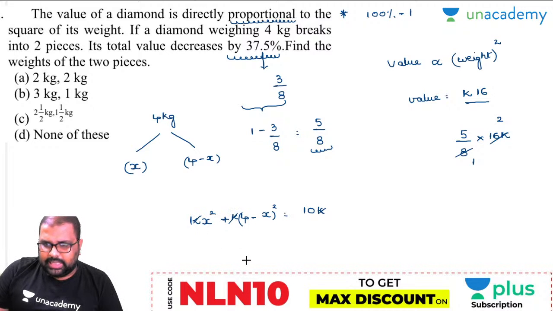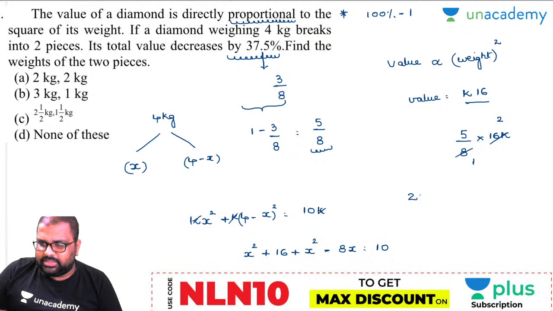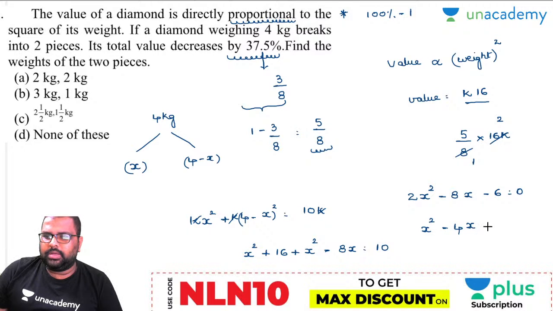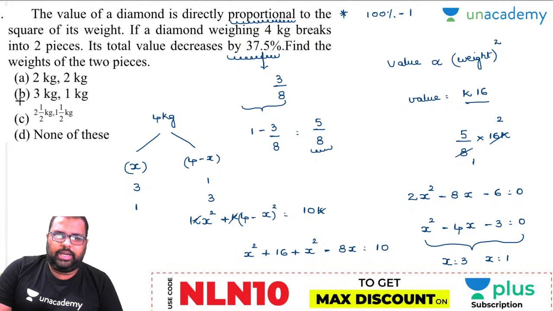So k gets cancelled. Finally, x square plus 16 plus x square minus 8x is equal to 10. At last you will get a quadratic equation, 2x square minus 8x, and this 10 goes to this side, minus 6 is equal to 0. At last x square minus 4x minus 3 is equal to 0. Yes, see here, and your roots will be how much? x is equal to 3, x is equal to 1. Am I right? So see here, if this is 3, this will be 1. If this is 1, this will be 3, and your answer is B.